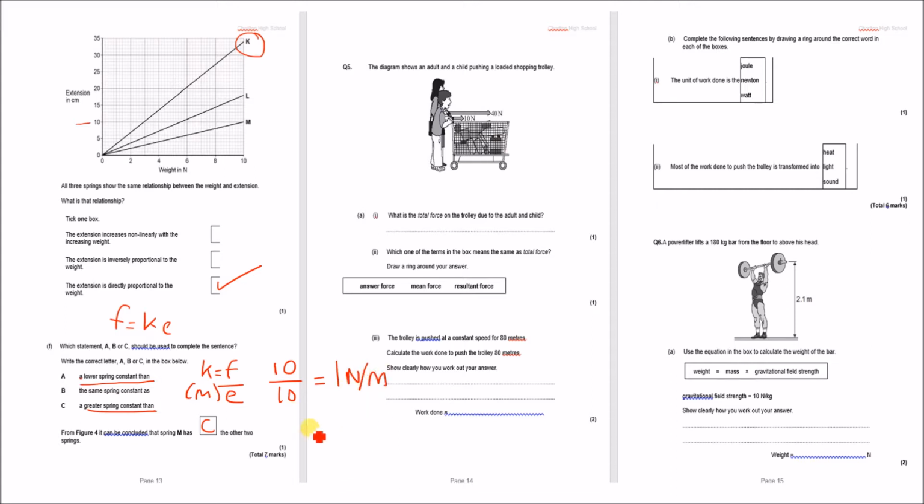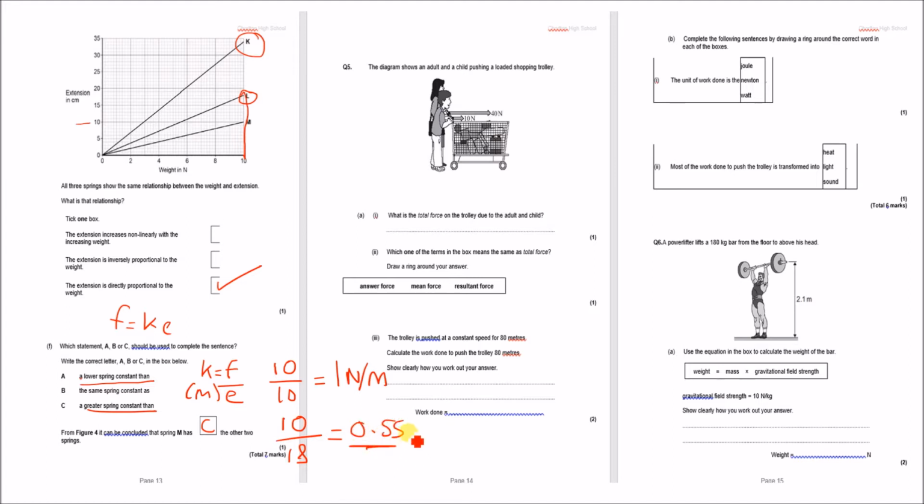Okay, if we were to take the other 2 just to show you the maths, then the next one, L, would still have a force of 10 because it's still at the same point. They're all going to have a force of 10, but this one extends by more. So you're going to divide that one this time by 18, and that would give you roughly 0.55.